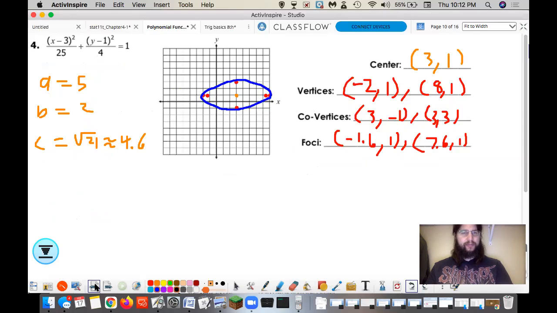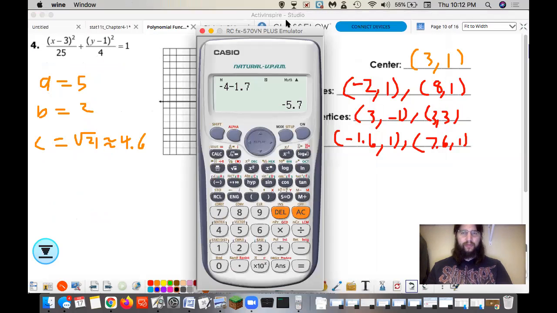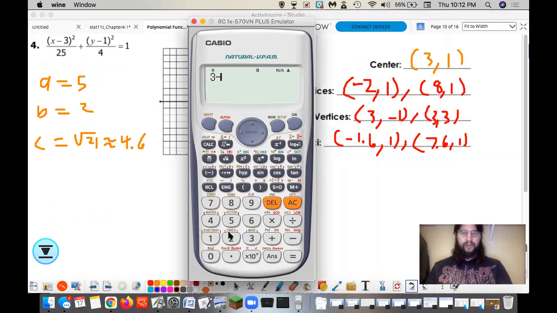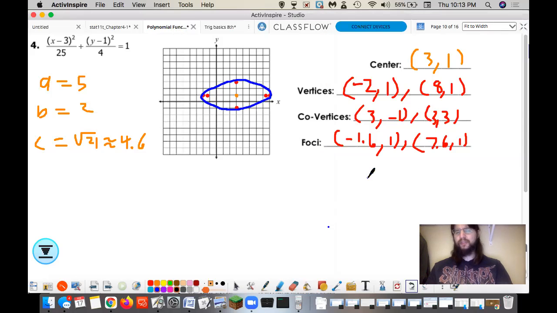Maybe it wasn't too bad. This one's probably going to change. So the major axis is horizontal. So I need to do 3 minus 4.6. So I should have gotten negative 1.6. It's 7.6. Okay, why am I going crazy here? X is positive. No, that's making sense.